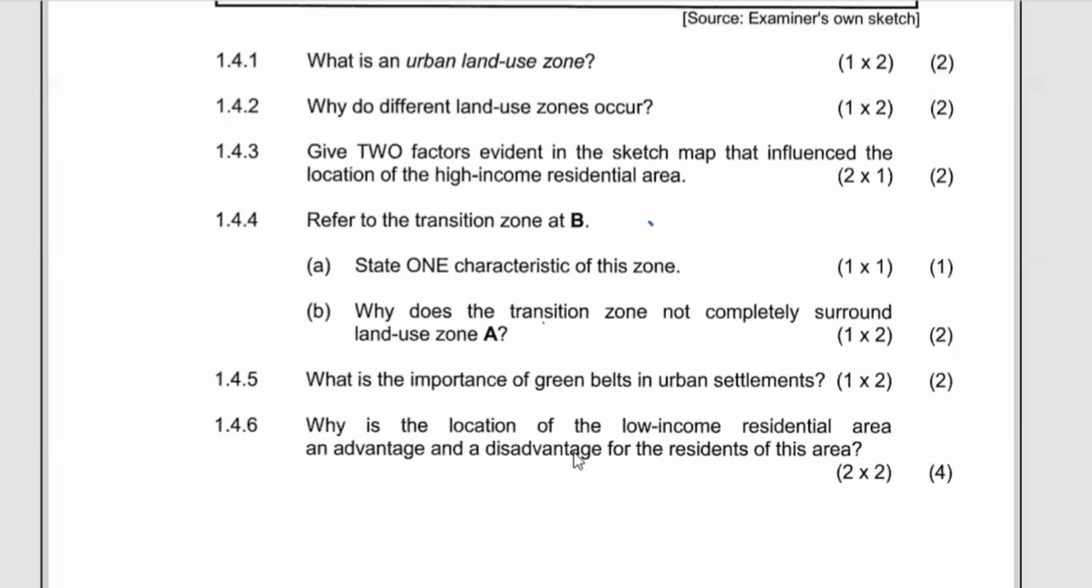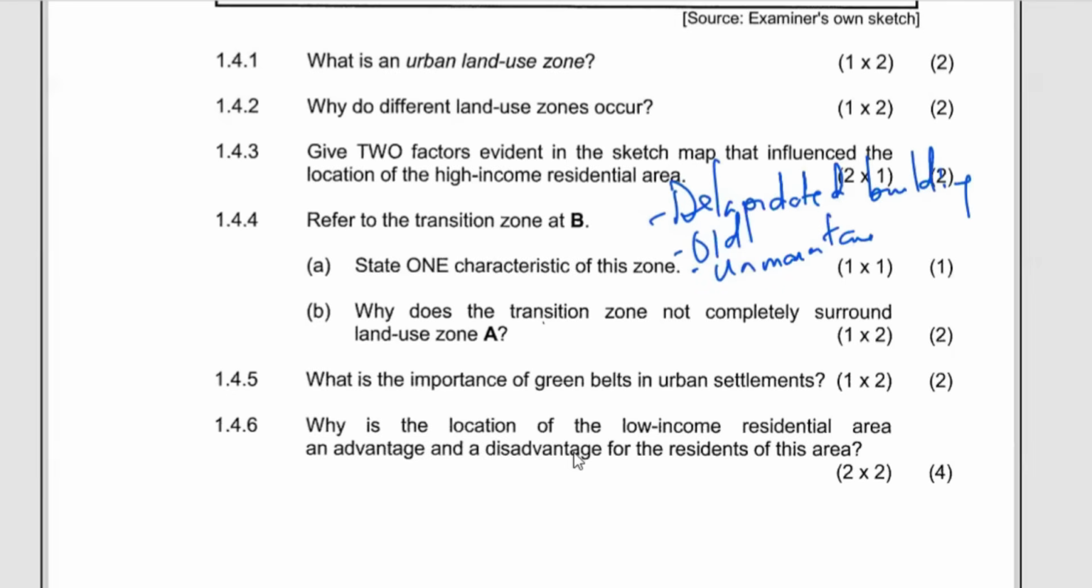Right, you can look at dilapidated buildings. In most instances, we're saying those buildings are old and unmaintained. Unmaintained buildings. And also, we can justify that the area is a transition. There is a change of activity from commercial activities going to residential. So there's a transition there.